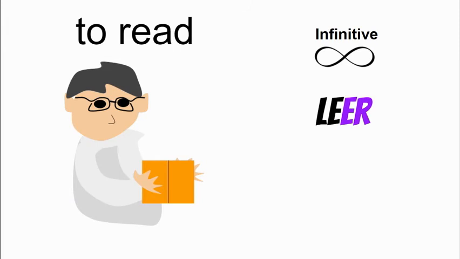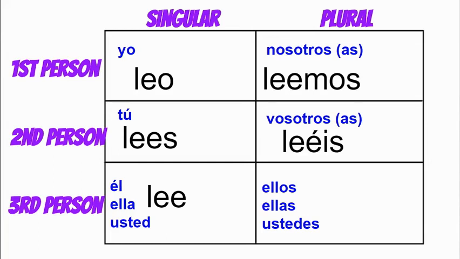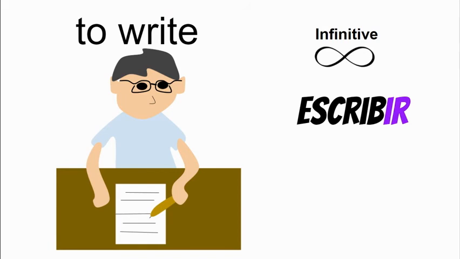Another example, this one's an ER verb, leer. It means to read, leer. The infinitive is leer. It's an ER verb, and the stem is le. So I'm going to put le plus all of my ER endings. Leo, lees, lee, leemos, leéis, leen.